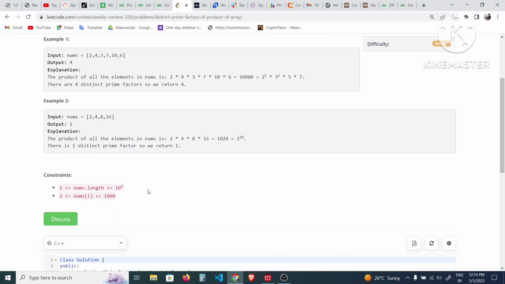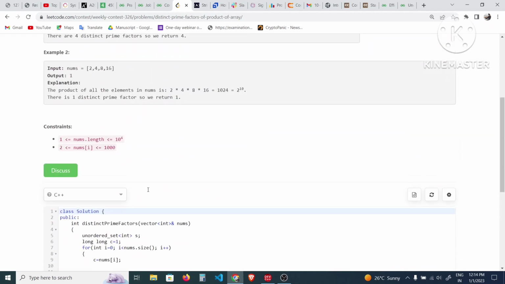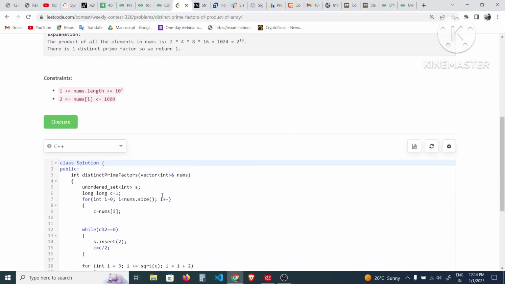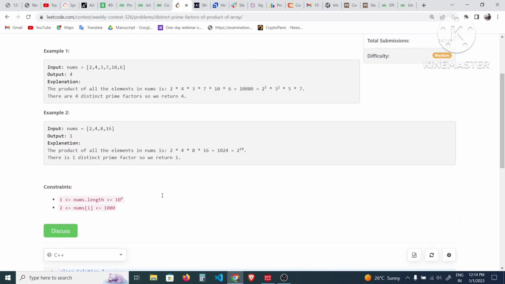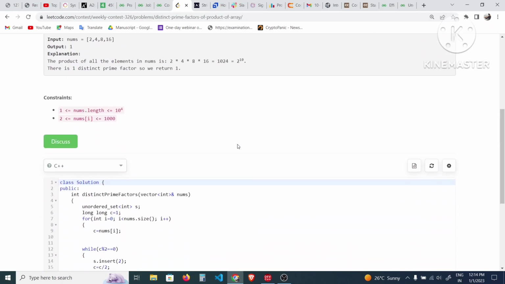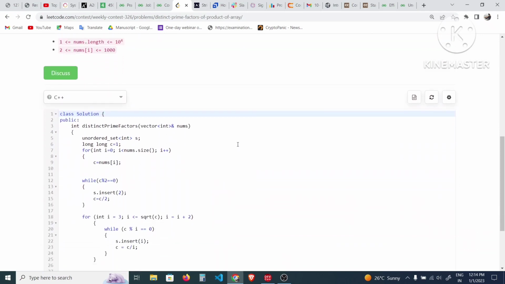In this question my first intuition was to take the product of all the numbers, and then count the number of prime numbers that are factors of it. That was my intuition. But if you take the product of all the integers in that array, then it will go out of range of even long. I did that first, and in that I lost 5 minutes.